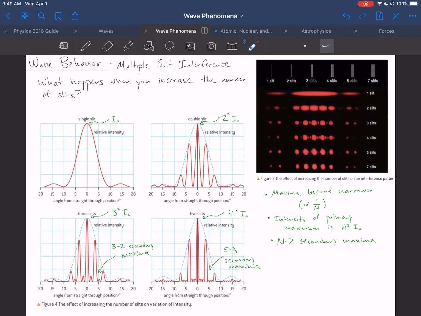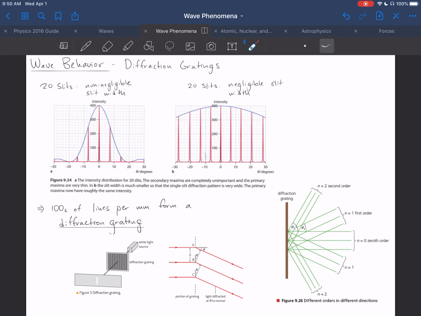So you increase the number of slits, increase and increase and increase, and what you get ultimately is what is known as a diffraction grating. So at about 20 slits, we can approximate this as a diffraction grating, where we assume there are effectively infinite numbers of slits, and we will discuss that in the next video.